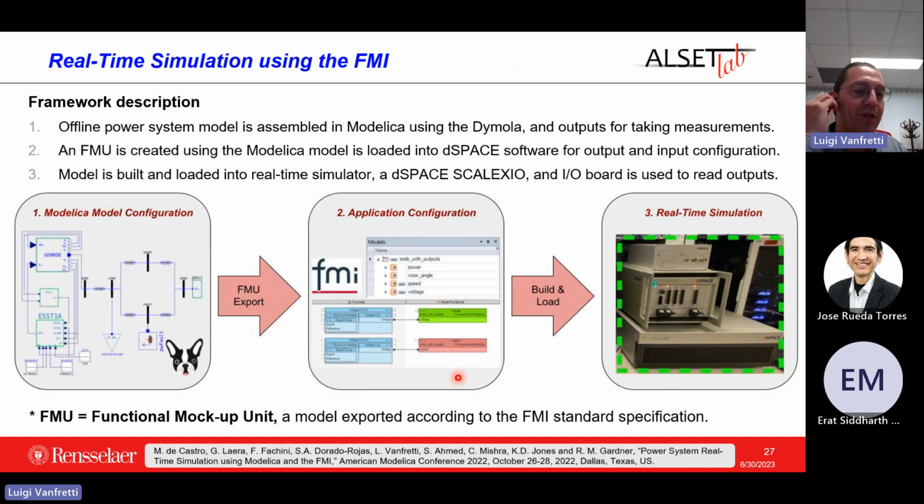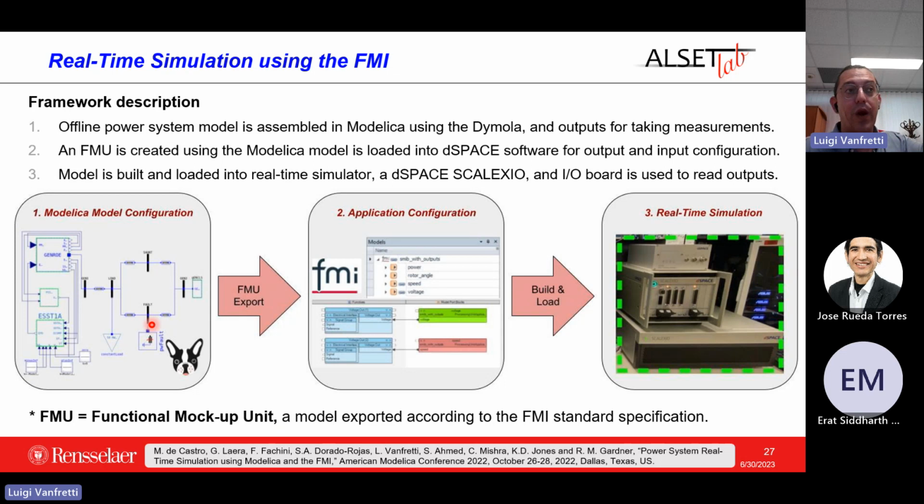Anyway, I showed you some pictures of these Modelica models in our examples before. So how do you use them for real time? Well, we have our offline model. We add the outputs and the inputs to it. The outputs are where the measurements will be taken, and the inputs are the probing signal that we're going to inject. Then, using a Modelica tool called Dymola, we create an FMU, which is the exported model according to the FMI standard specification.